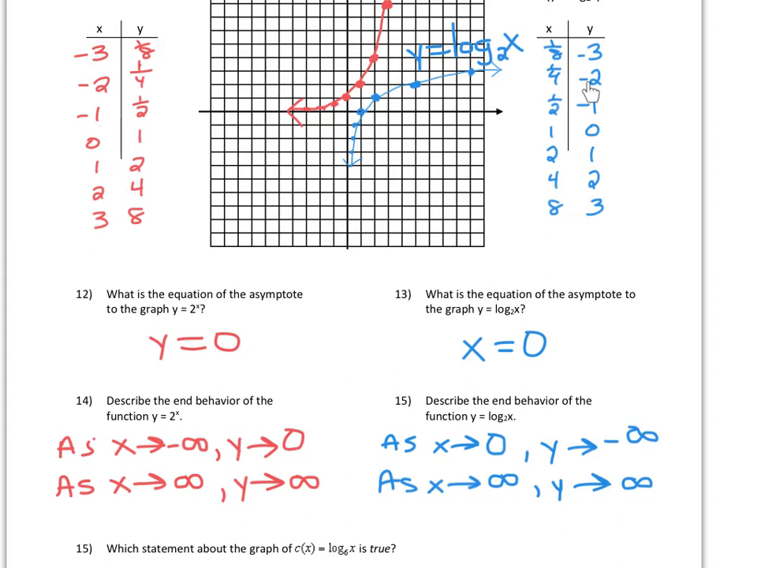Okay? And one thing I just want to point out is because an exponential function, this red curve, is an inverse of this log function, the blue curve, if you notice, look, the x's and the y's are switched. Here, x approaches negative infinity, y approaches 0. Here, x approaches 0 and y approaches negative infinity.